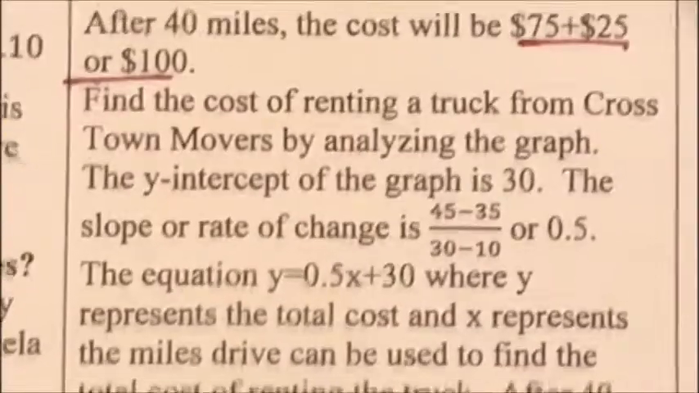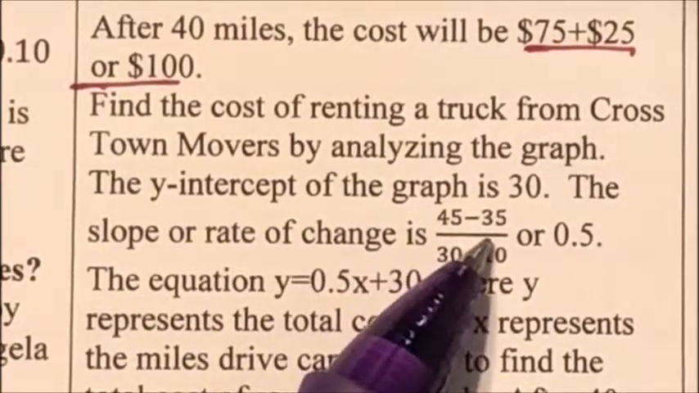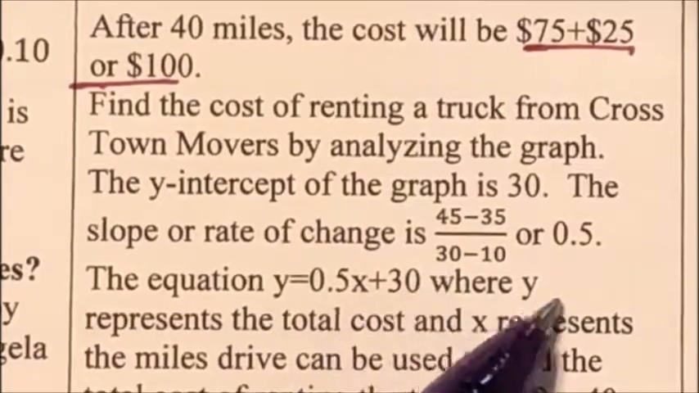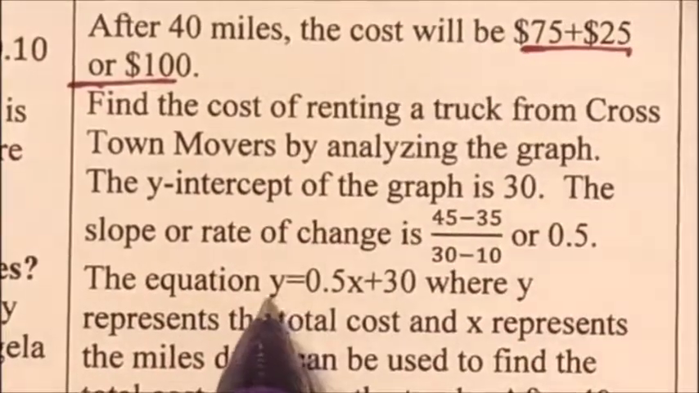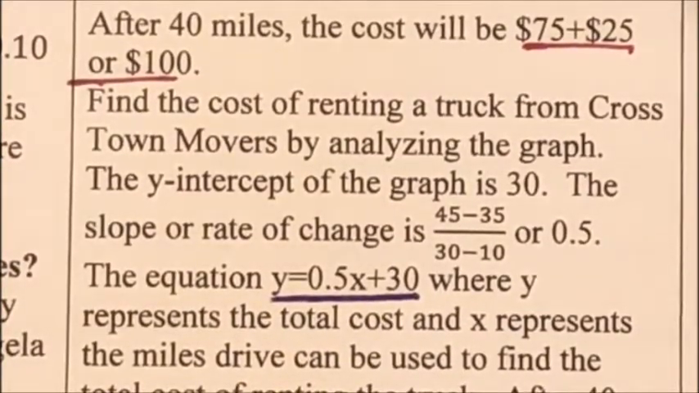Okay, so I find the cost of renting a truck from Crosstown Movers by looking at the graph. The y-intercept of the graph is 30, so the slope or rate of change is (45 minus 35) over (30 minus 10), or 0.5. So the equation y equals 0.5x plus 30, where y represents the total cost and x represents the miles driven, can be used to find the total cost of renting the truck.